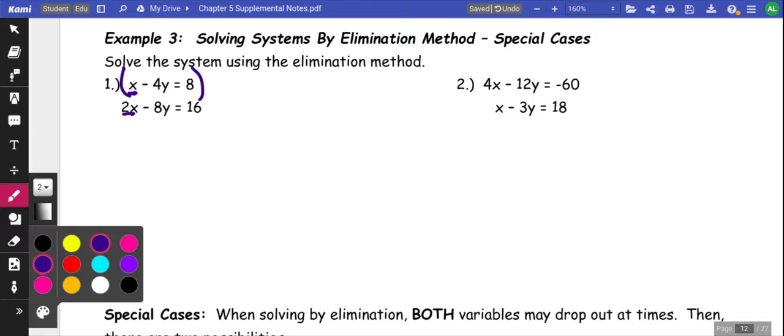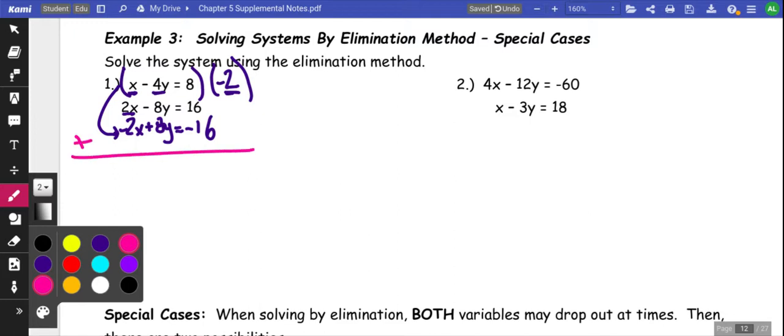All right. So I see that x and 2x. I'm saying, okay, I want those to cancel out. So I'm going to multiply this whole thing by negative 2. I'm going to write it there right under that second equation. So I've got negative 2x. Negative 4y times negative 2, that's positive 8y. Okay, negative 2 times 8, that's negative 16.